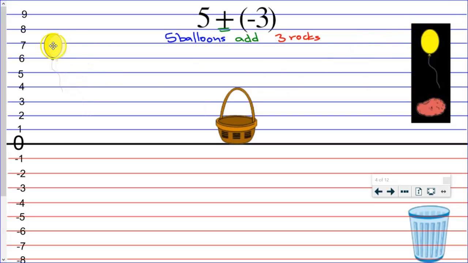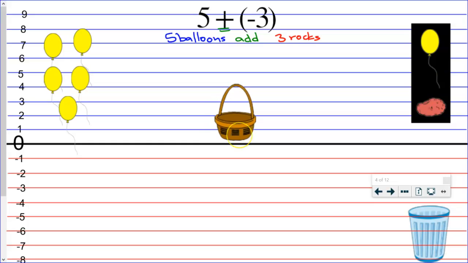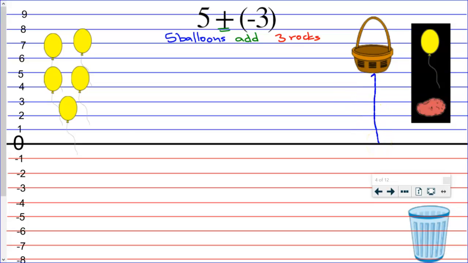5 balloons. I'm going to add them in, just like you guys are adding yours in, adding 5 balloons. And if I have 5 balloons in the basket, it's no longer at 0. Now the basket is up here at not 3, but not at 2, because look at what's in the basket. 5 balloons. So the basket is up here because of the 5 balloons. Now we can finish the rest of the problem. Now I am adding 3 rocks.